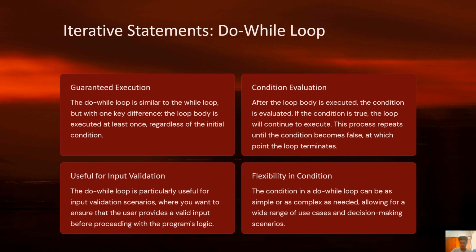After the loop body is executed, the condition is evaluated. If the condition is true, the loop will continue to execute. The process repeats until the condition becomes false, at which point the loop terminates. Useful for input validation. The do-while loop is particularly useful for input validation scenarios where you want to ensure that the user provides a valid input.